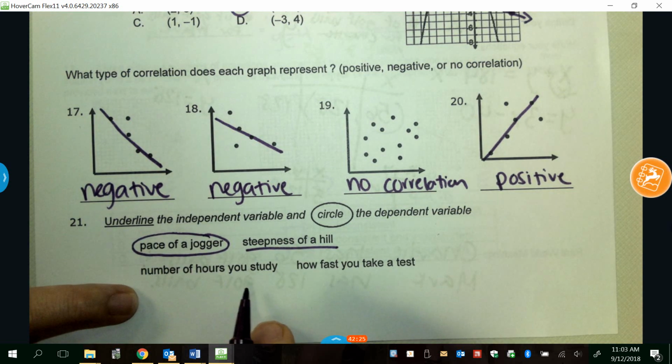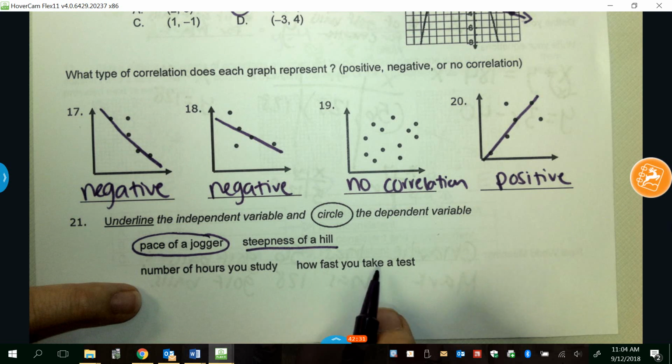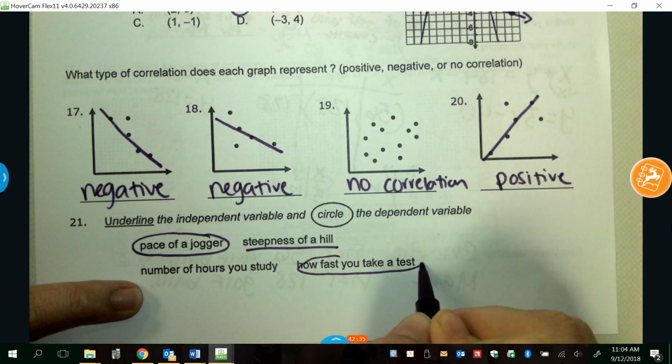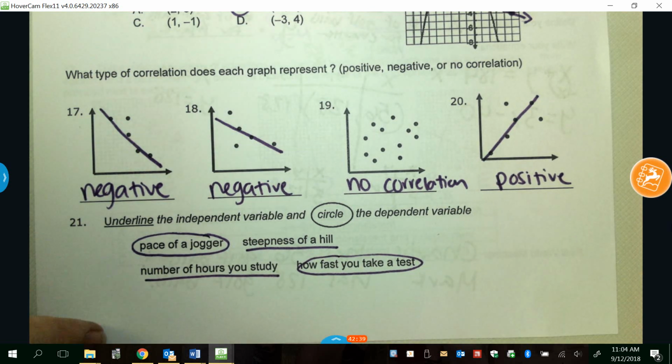Number of hours you study versus how fast you take a test. So does the number of hours you study depend on how fast you take a test, or does how fast you take a test depend on the number of hours studied? So this depends on this. If you study a lot, you'll go faster on your test.